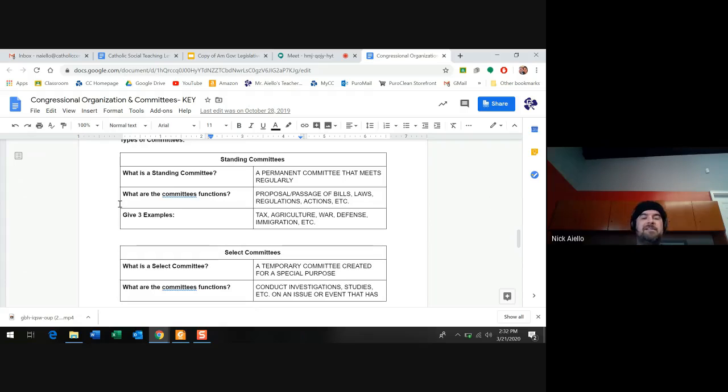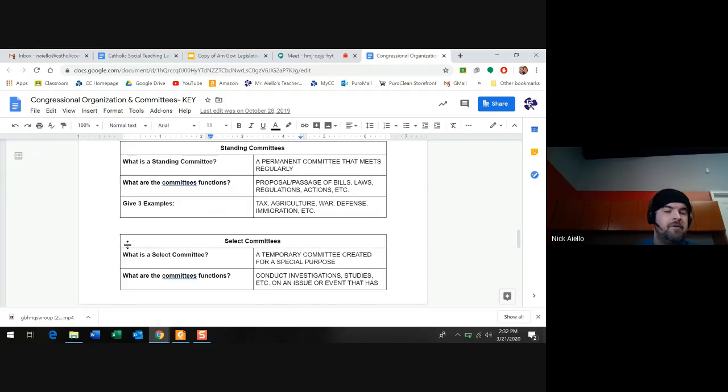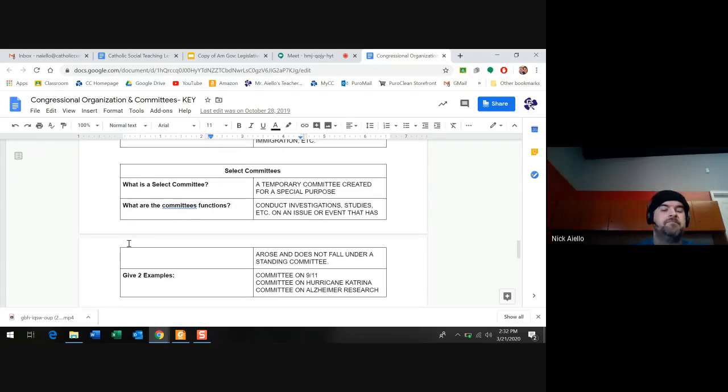Select committees are a little bit different. Select committees are there for a temporary period of time because there's something unique going on. There's a special purpose for that select committee. They conduct investigations, they do studies, they handle issues of crises. Something has happened that this committee is a necessity for the time being, but they will go away once whatever that is, is done. So think about right now, we have a standing committee for the coronavirus right now.